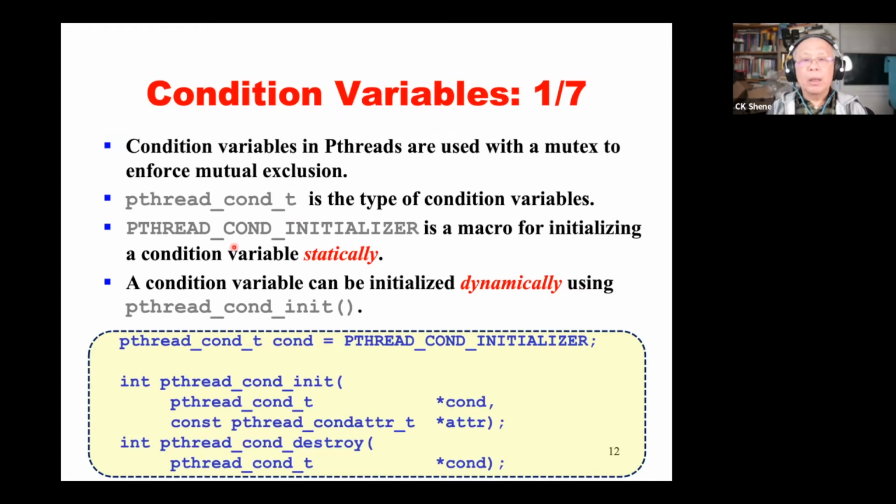The type of condition variable is pthread_cond_t. And PTHREAD_COND_INITIALIZER is a macro for initializing a condition variable statically. A condition variable can also be initialized dynamically using pthread_cond_init. So this is a static initialization. So we create a condition variable giving a pointer, and these attributes are used to initialize it. And you destroy a condition variable by calling pthread_cond_destroy.